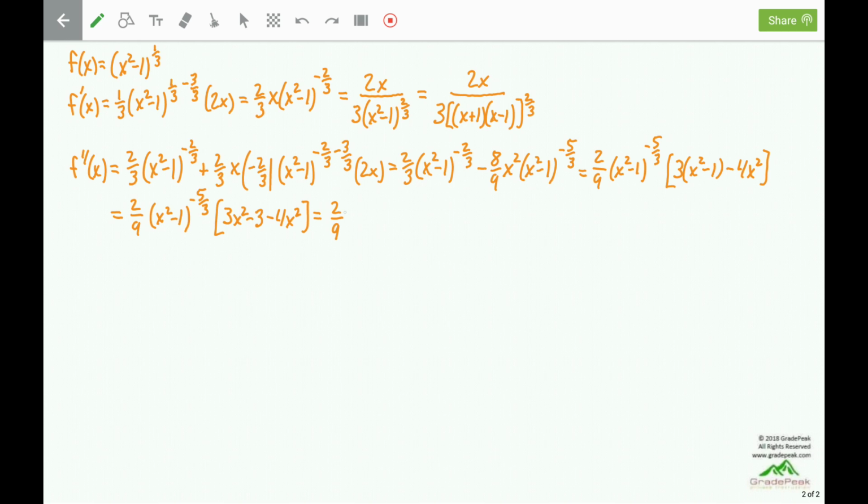We can combine like terms together inside of the square brackets. We'll leave the x squared minus 1 to the negative 5/3 alone. I will turn the square brackets into parentheses now. 3x squared minus 4x squared will be a negative x squared, and there is a minus 3. We can factor a negative out of here. It will move all the way to the front. So we have a negative 2/9 x squared minus 1 to the negative 5/3. And factoring the negative out, we'll leave a positive x squared and a positive 3.